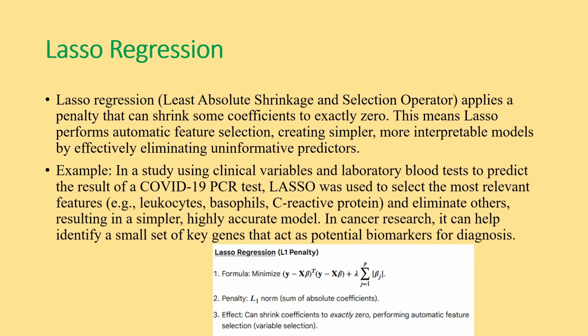Lasso regression, least absolute shrinkage and selection operator, applies a penalty that can shrink some coefficients to exactly zero. This means lasso performs automatic feature selection, creating simpler, more interpretable models by effectively eliminating uninformative predictors.